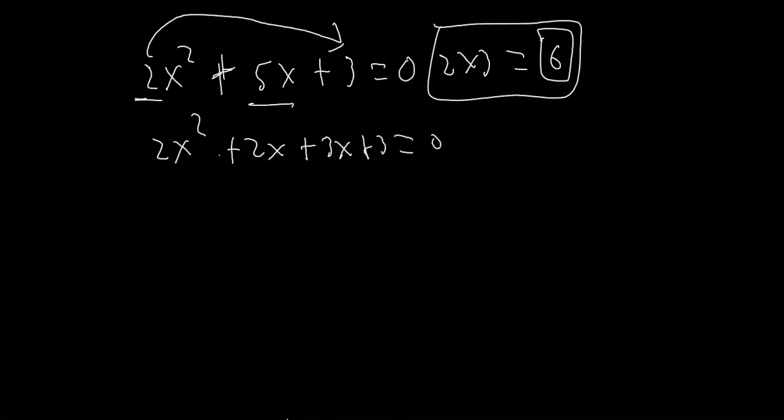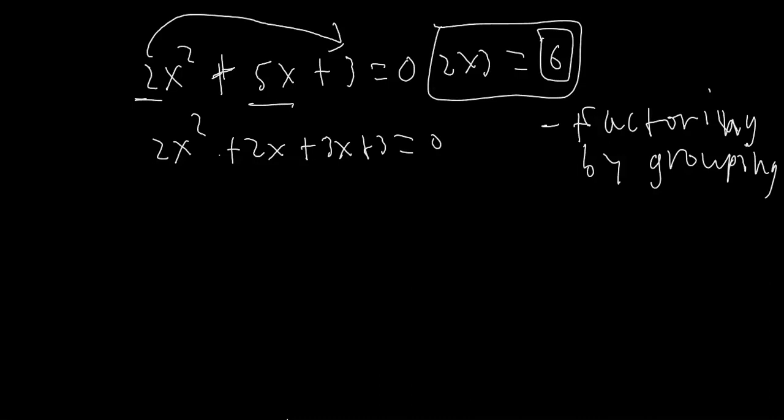And we're allowed to rewrite it like this, right? Because 5x is really just 2x plus 3x. And we're not really changing anything through algebra. Okay. Now, we're going to be using a method called factoring by grouping to solve the quadratic equation. Okay? It's basically where you factor this group first, and then this group here.